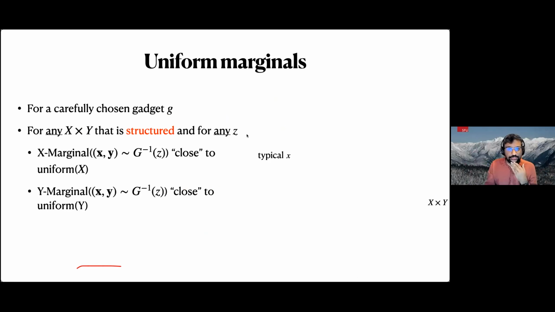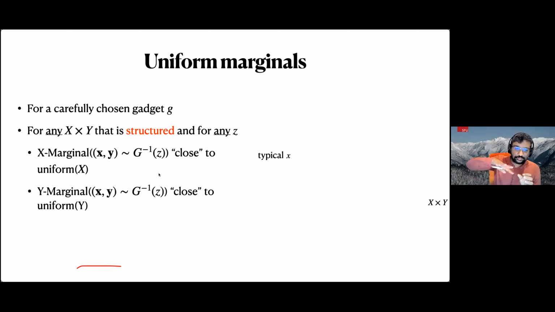In general, this might not be true for other rectangles. The more the players communicate, this property could go away. But for a carefully chosen gadget, we can prove a theorem, as in all these lifting theorems, known as the uniform marginals property, which says: look at any kind of rectangle in the protocol.